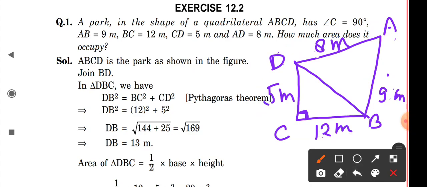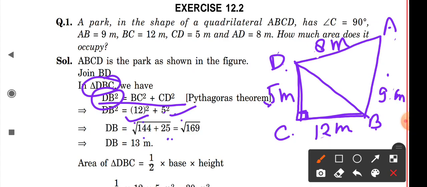Now see, we are applying the Pythagoras theorem in triangle DCB. By Pythagoras theorem, hypotenuse square, that means BD square equals BC square plus DC square. We substitute the values, 12 square and 5 square. Under root 12 square plus 5 square, it is coming under root 169, and 169 is the square of 13. So BD is equal to 13. Now you know that BD is equal to 13, not centimeter, it's meter.